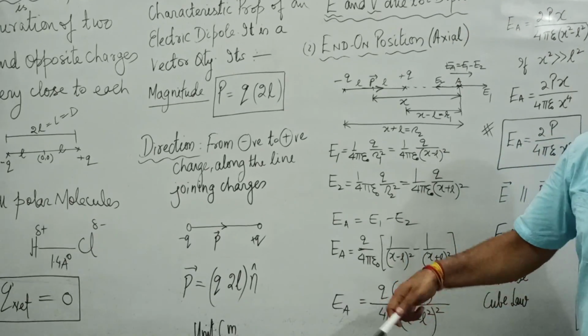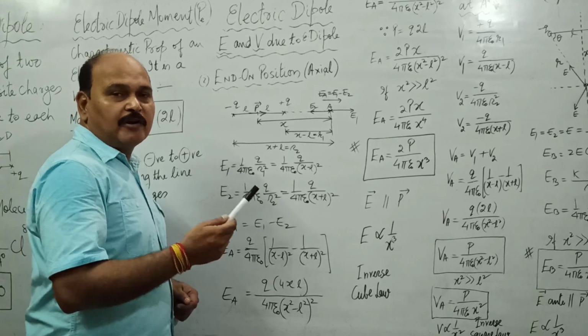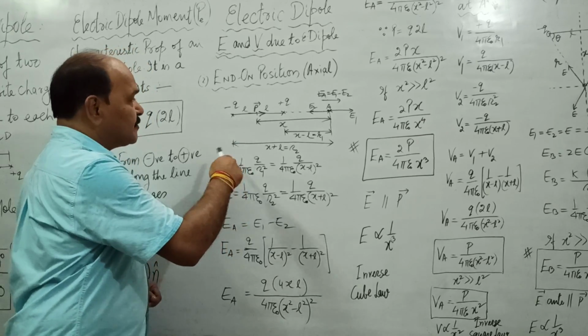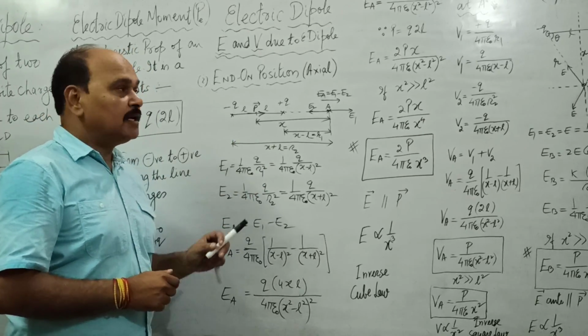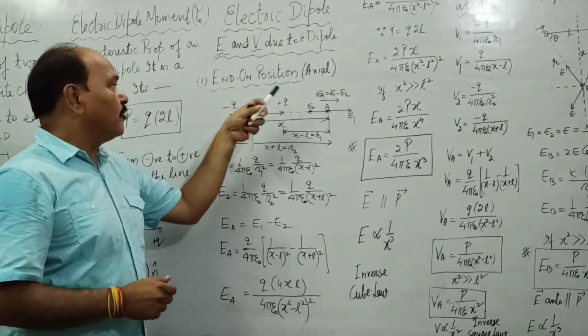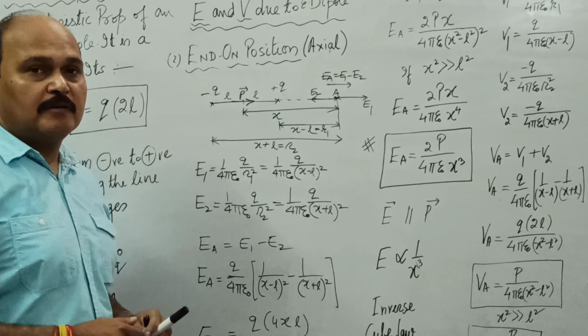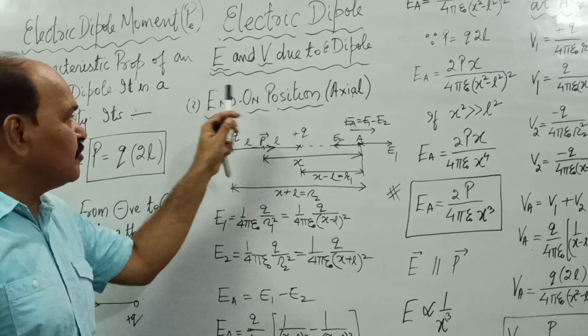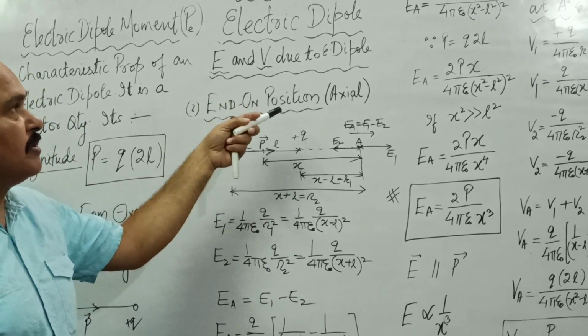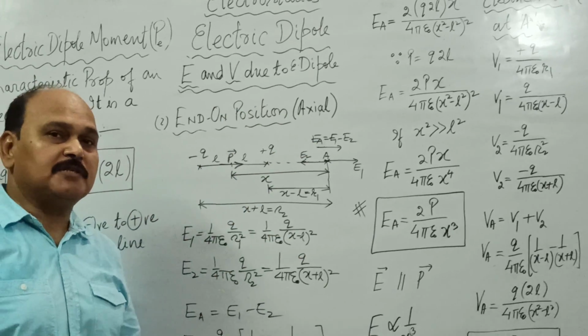Now children, we are going to work out the expression for electric field intensity and electric potential at various points all around an electric dipole. So first we are going to find out E and V at the end-on position, and thereafter we will find out E and V at the broadside-on position.